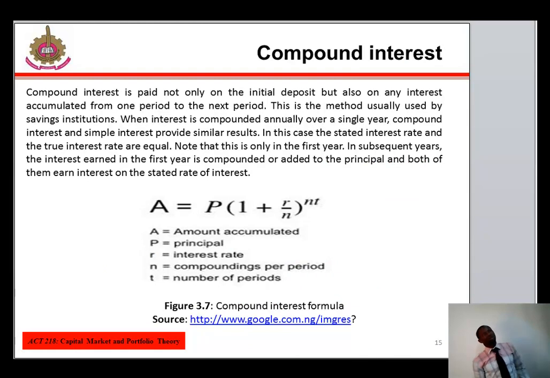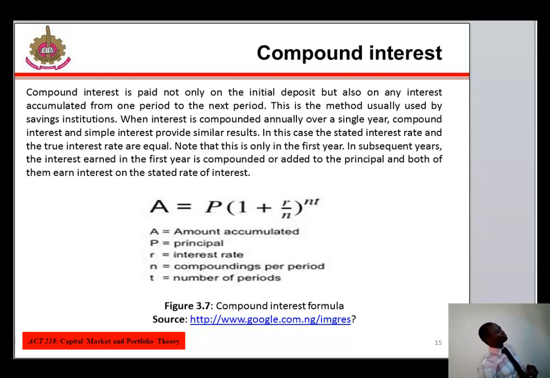Compound interest. Compound interest is paid not only on the initial deposit, but also on any interest accumulated from one period to the next period. This is the method usually used by saving institutions. When interest is compounded annually over a single year, compound interest and simple interest provide similar results. In this case, the stated interest rate and the true interest rate are equal.